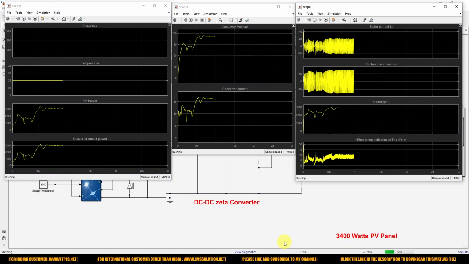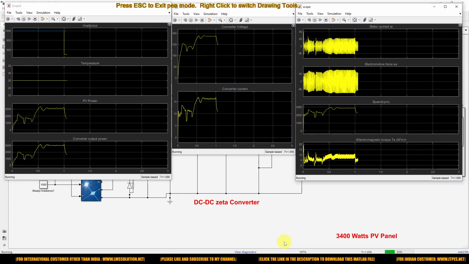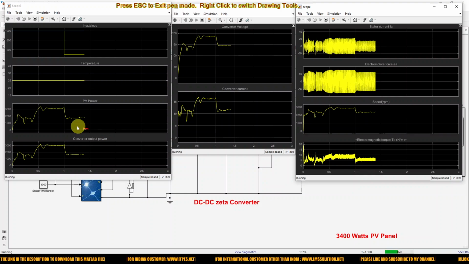So we can wait for 1 second and check the response. Now you can see that the partial shading effect has occurred here. One panel irradiation is maintained at 1000, and another panel irradiation is maintained at 500. So the first panel has the partial shading effect. Here you can see that the power is maintained at around 1800. So this is extracting the maximum power from the panel.